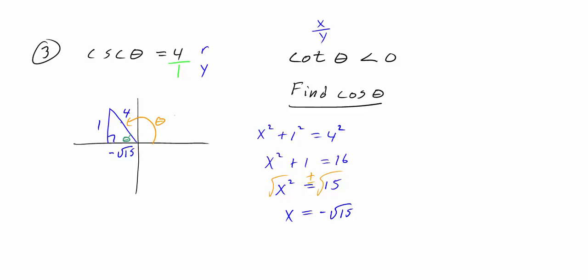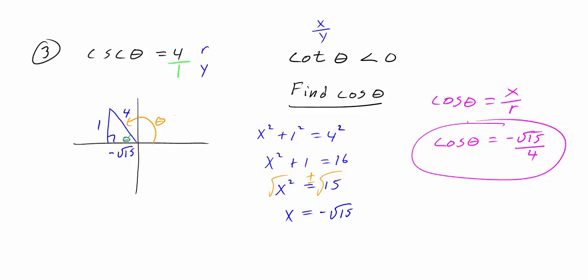So now that we have our right triangle, we can then certainly determine the cosine. The cosine of an angle is x over r. So that means in this case, the cosine is going to be negative square root of 15 divided by the radius or the hypotenuse, which is 4.